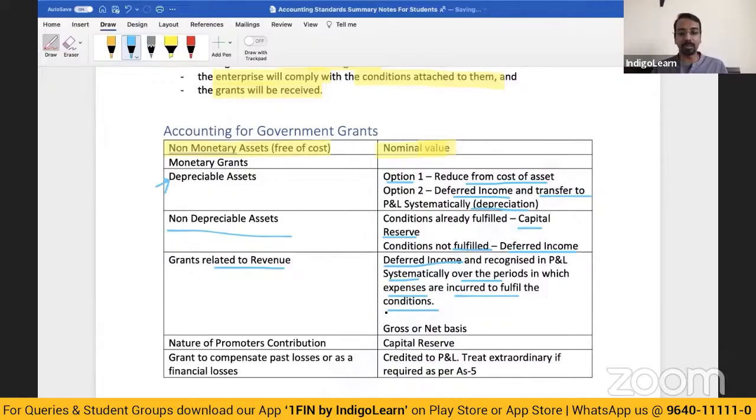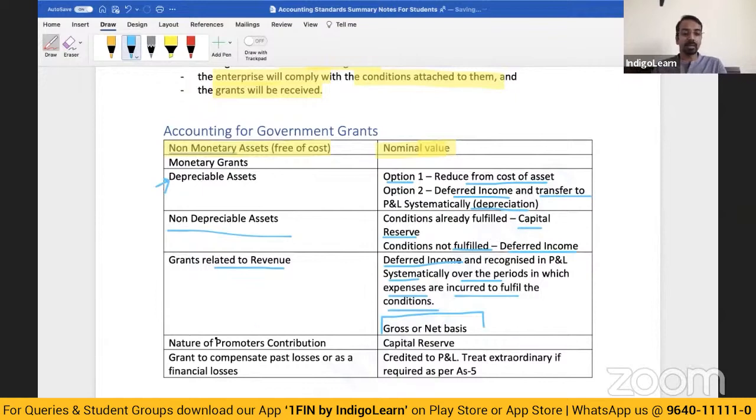Now, two presentations are possible: gross basis and net basis. You can show the expenses on gross basis and this amount as other income, or you can reduce this other income amount from the respective expenses, right? So in the proportion of the expenses that are being incurred, you will transfer the amount from deferred income to the other income account, right? So this is the broad treatment of government grant which are related to revenue or which are not related to asset.